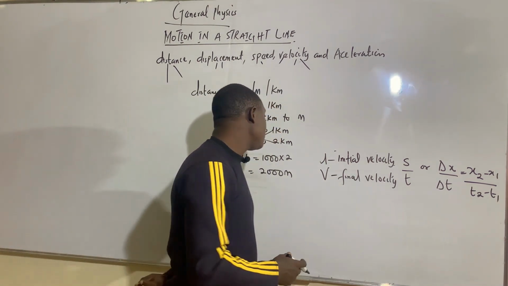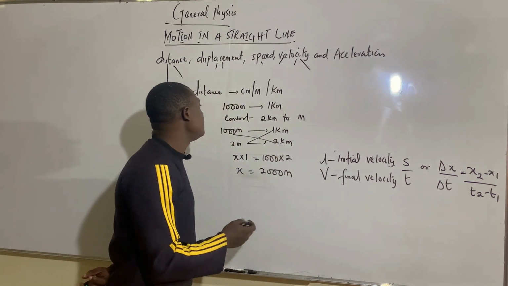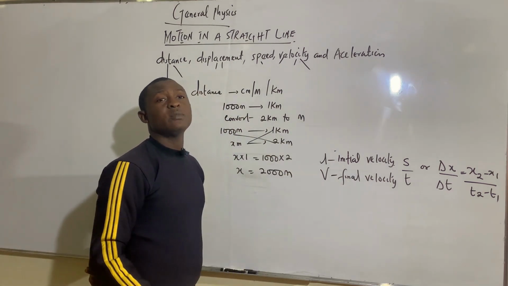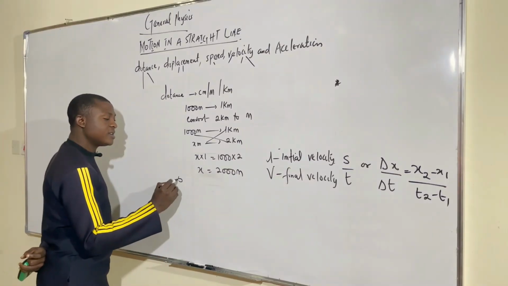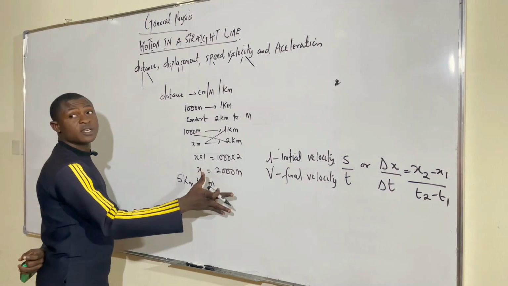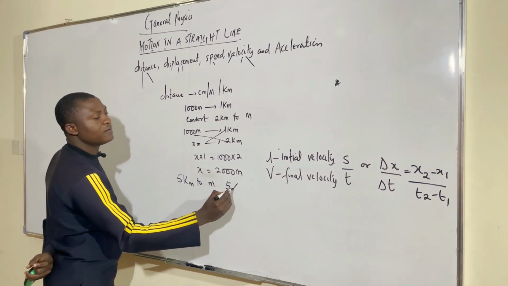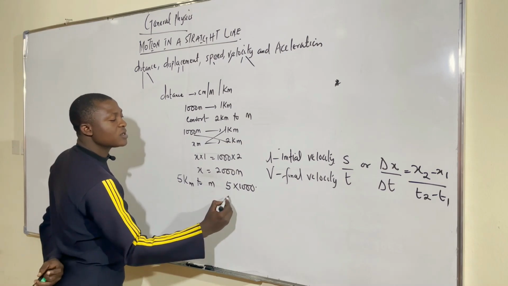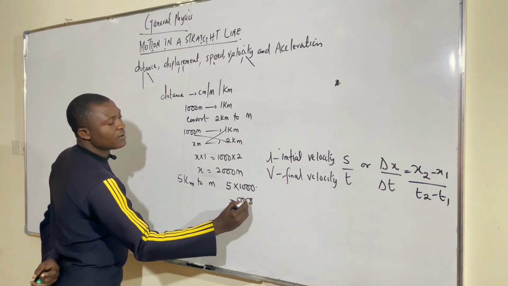But instead of wasting your time doing all this, if you have to convert a value from kilometer to meter, just take the value and multiply it by 1,000. For example, I want to convert 5 kilometers to meters. Instead of using this approach, I'll just say 5 multiplied by 1,000. You understand? So 5 times 1,000, of course, you are going to have 5,000.